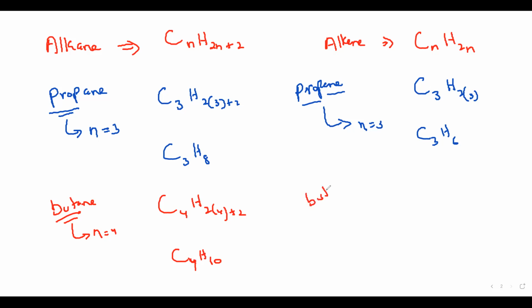But if I want to write it for butene, but means n equals 4. So it will be C4H, 2 multiplied by 4, so C4H8. The number of hydrogens in an alkene will always be twice the number of carbon atoms, whereas the number of hydrogens in an alkane will be twice plus 2.